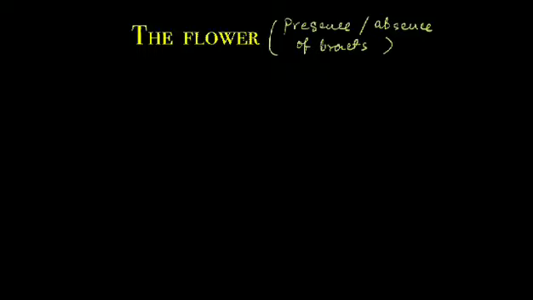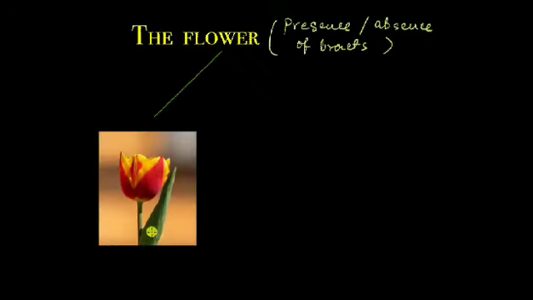Another way of classifying the flower is the presence or absence of bracts. So what do I mean by bracts? So a bract is a leaf or a modified leaf that is present at the base of the stalk of a flower. So right here is the flower and this is the stalk, also called the pedicel. And then at the base of the pedicel is this leaf, which is called the bract. So this flower is bracteate because it has a bract.